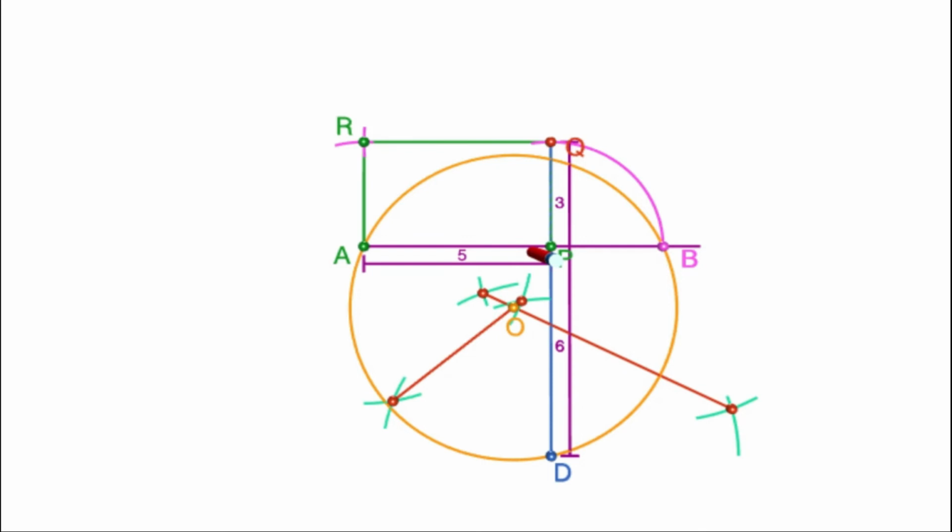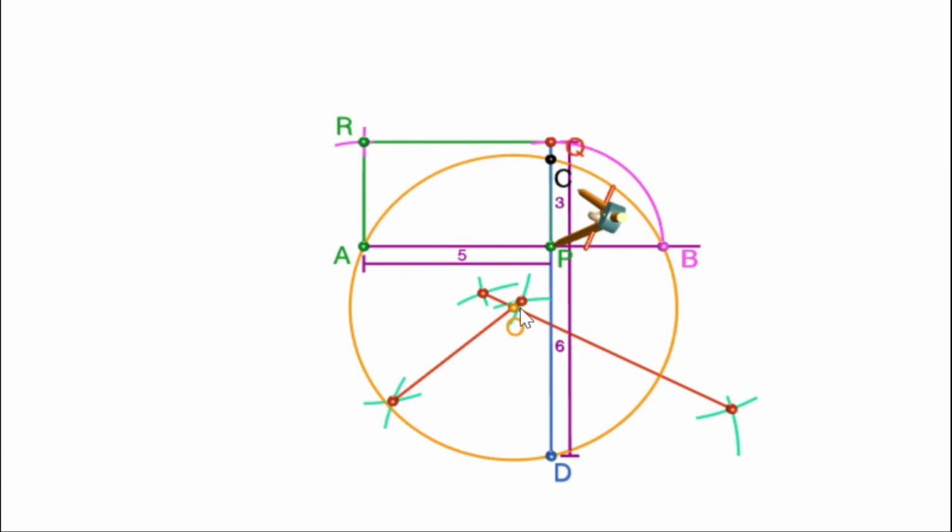Now the circle intersects the line DQ at a point. Let it be C. Now we know PA into PB equals PC into PD. PB and PQ are equal. Therefore, the area of the first rectangle equals PA into PB. That is equal to PC into PD.